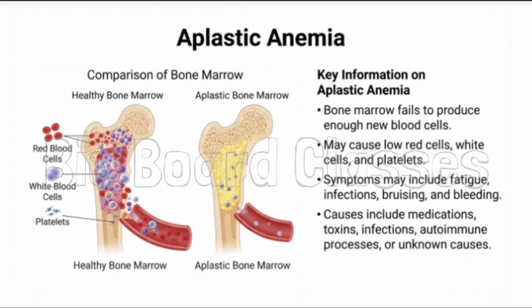Now let's discuss aplastic anemia. Aplastic anemia occurs when the bone marrow fails to produce enough new blood cells. Because the bone marrow produces RBCs, white blood cells, and platelets, people with aplastic anemia may have reductions in all three cell lines. This can lead to fatigue due to anemia, frequent infection due to low white blood cells, and easy bruising or bleeding due to low platelets. Aplastic anemia can have several causes, including certain medication, toxins, infections, autoimmune processes, or it may sometimes have no identifiable cause. Severe cases require specialist medical treatment.